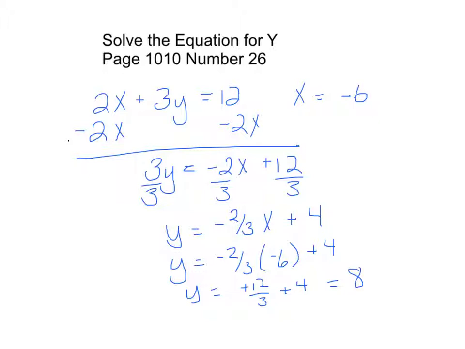Now you can check that on your calculators if you wanted to, which you probably don't need to, but if you wanted to, you could graph this and then make sure that when x goes through -6, y at that point is 8.